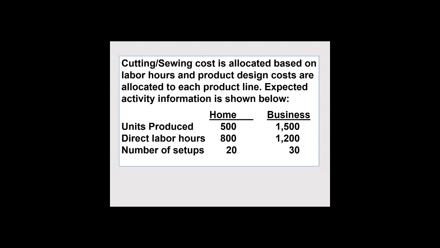We're going to make 500 units of the home drape line and 1,500 units of the business drape line. To do that, the home line will need 800 direct labor hours and the business line will need 1,200 direct labor hours. For the home line, we'll need 20 setups, and for the business line, we'll need 30 setups.